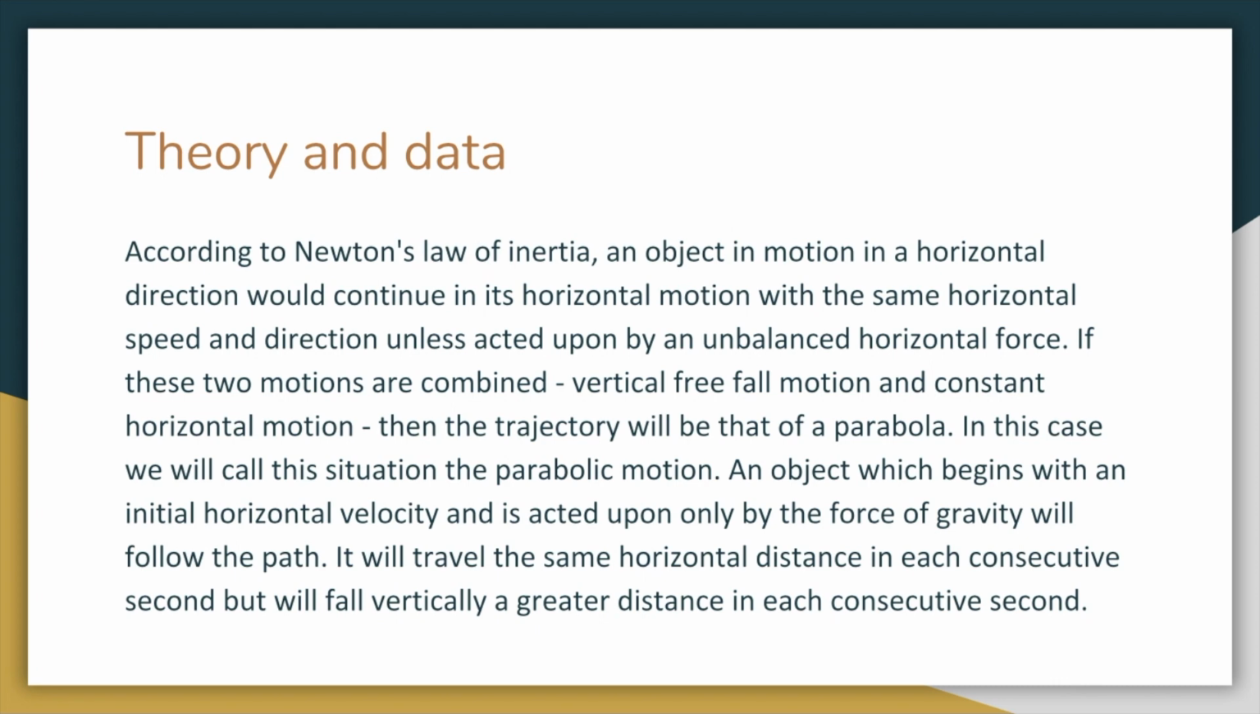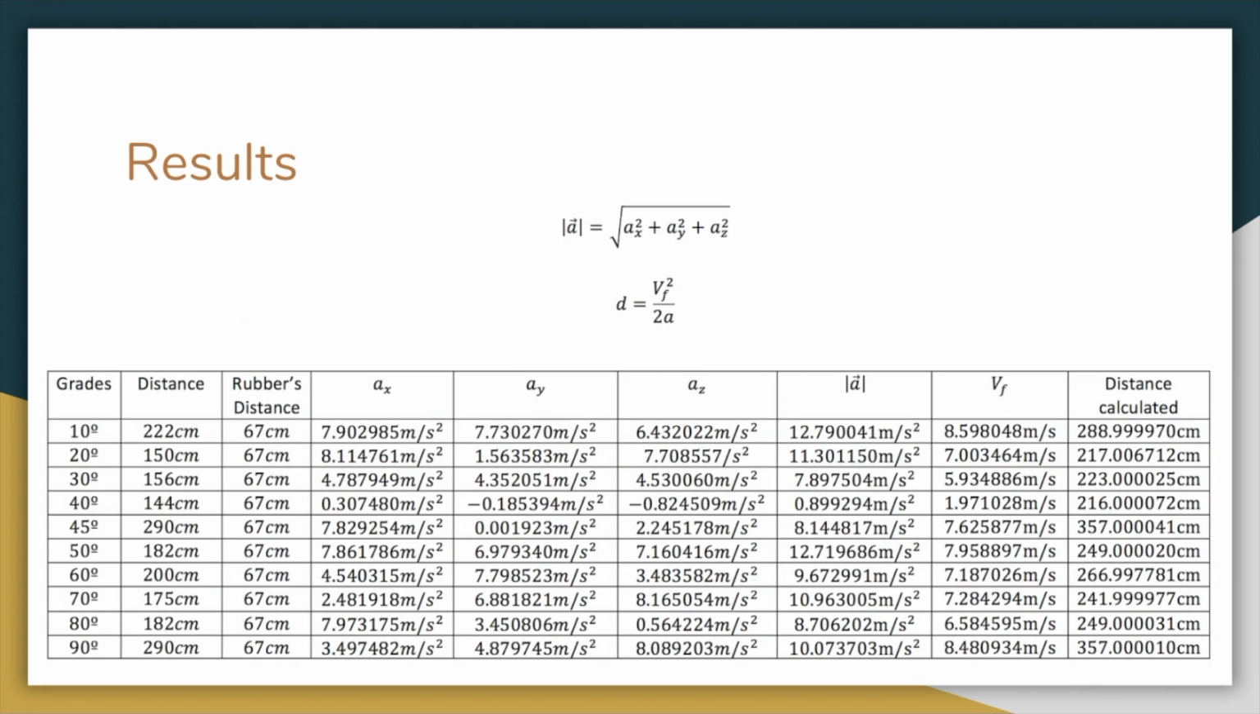An object which begins with an initial horizontal velocity and is acted upon only by the force of gravity will follow this path. It will travel the same horizontal distance in each consecutive second, but will fall vertically a greater distance in each consecutive second. The results we obtain experimentally have a minimum error range compared to the results we obtain analytically.